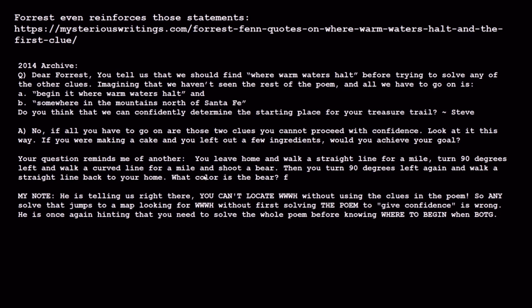And then he adds here, and this is a hint to something completely different, but I'll show it to you anyway. Your question reminds me of another. You leave home and you walk a straight line for a mile. You turn 90 degrees left, walk a curved line for a mile, and shoot a bear. Then you turn 90 degrees left again and walk a straight line back to your home. What color was the bear?